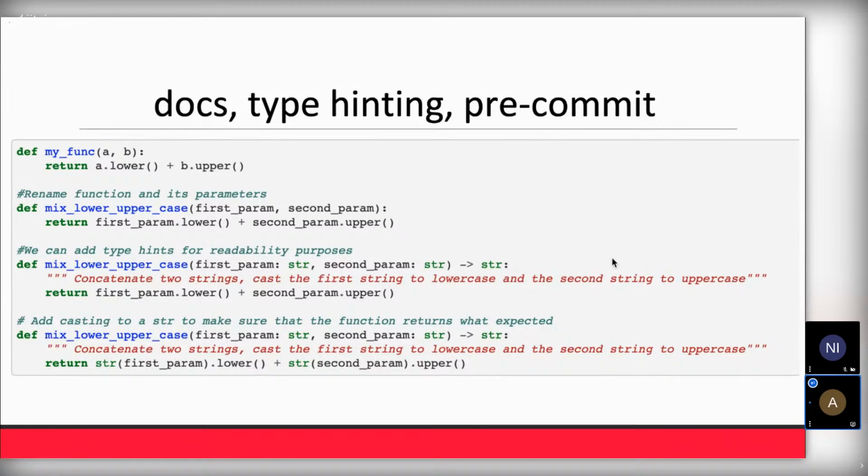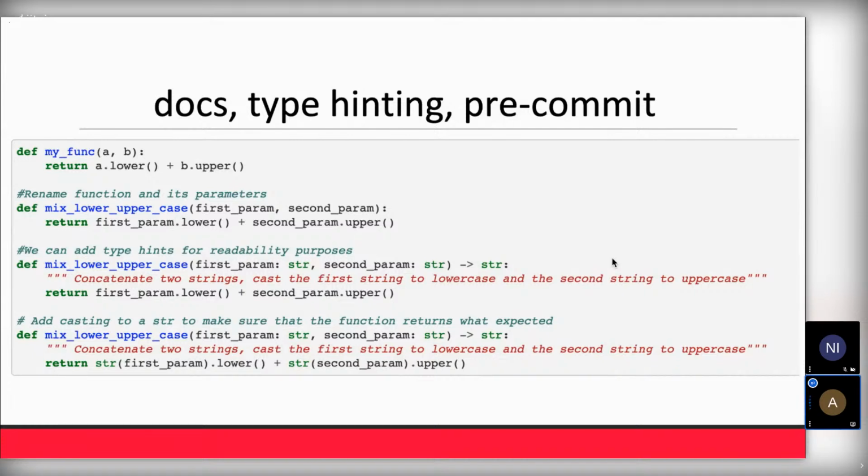Python actually will not look at it. So if you define the first parameter as a string and then use something different, it will not give any objections. But later, when I tell you about pre-commit, you will see why it's important to do.